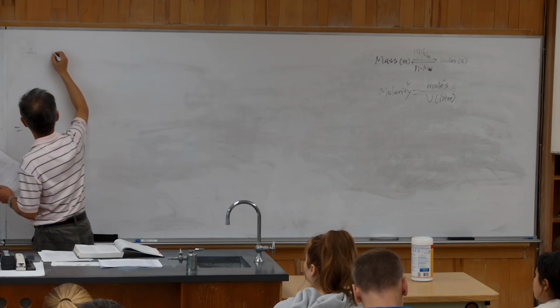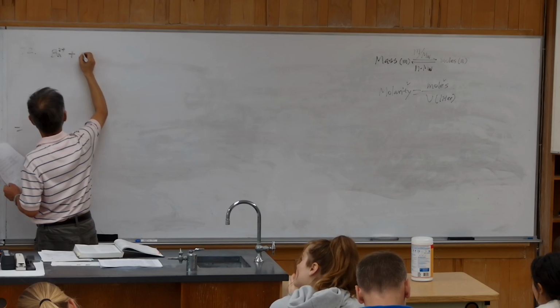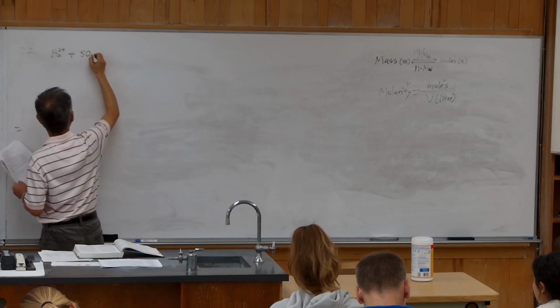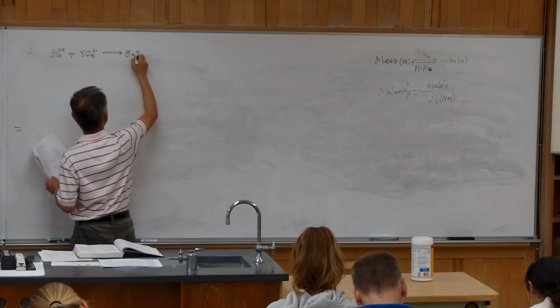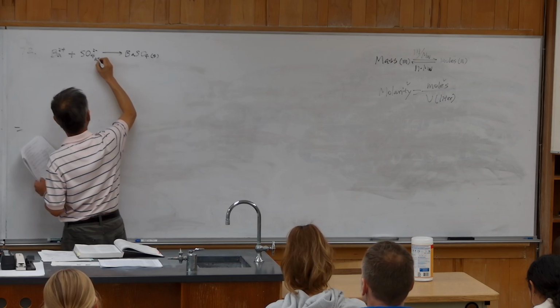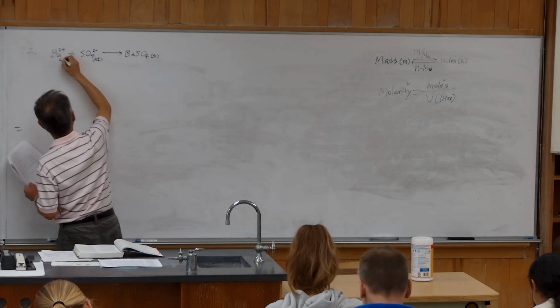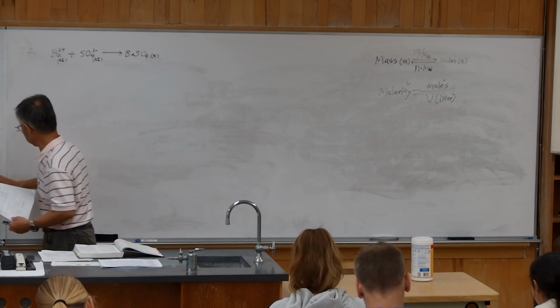So barium ion reacts with sulfate, produces barium sulfate precipitate. This is the net ionic equation.